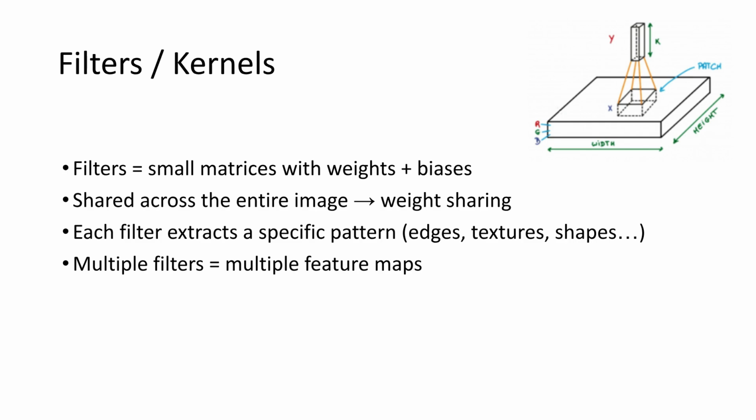Let's talk in more detail about filters, also called kernels. Filters are small matrices containing weights and biases. These weights are shared across the entire image, which is called weight sharing. This weight sharing is very important because it significantly reduces the number of parameters to learn, making the network more efficient and less prone to overfitting. Each filter is specialized to extract a particular pattern. Some detect edges, others textures, and others shapes. When we use multiple filters, we get multiple feature maps, each capturing a different aspect of the image.